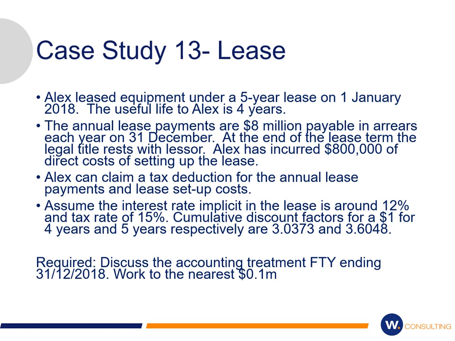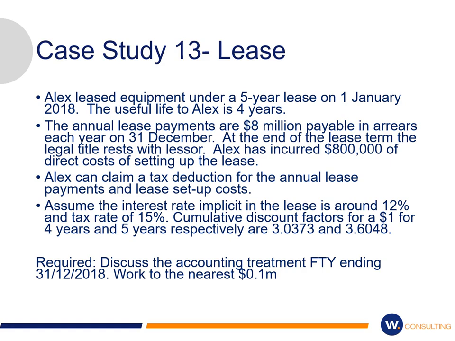Now, assume the interest rate implicit in the lease is around 12% and a tax rate of 15%. Cumulative discount factors are given for $1 of 3.0373 and 3.6048. So this is actually to enable you to work out the present values by multiplying by those factors. Now, discuss the accounting treatment for the year ended 31/12/2018. Work to the nearest 0.1 million US dollars.